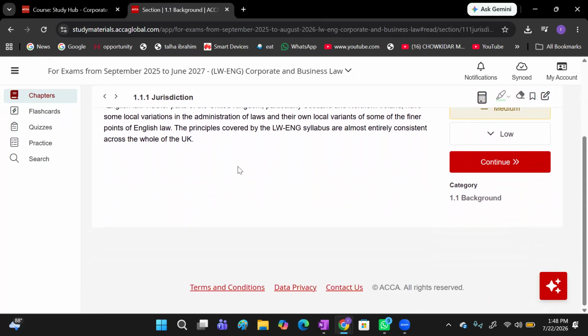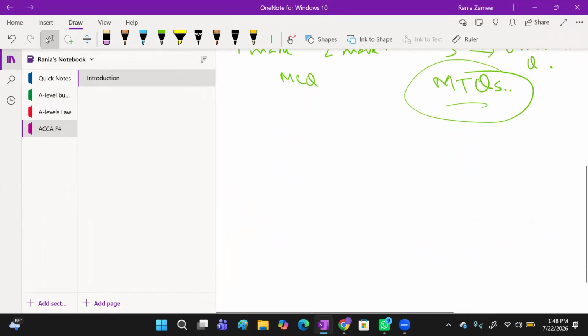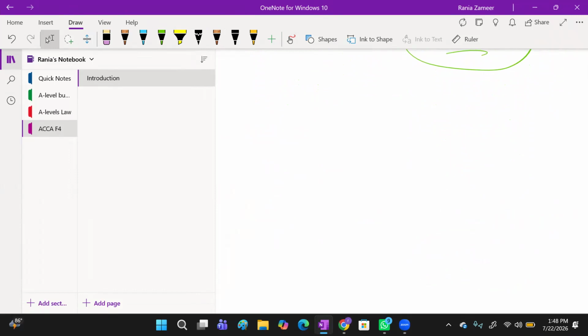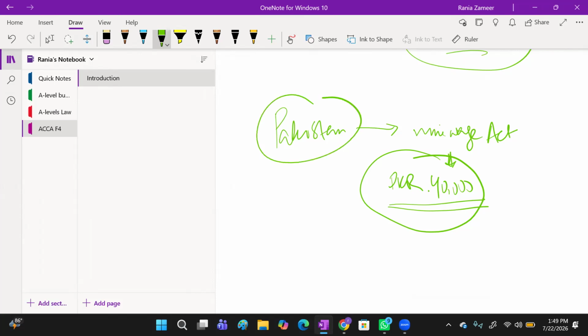Similarly, just to understand this word, because this word is going to be used repeatedly throughout our course, right? For example, if you're sitting in Pakistan and the Minimum Wage Act of Pakistan says that the minimum wage is 40,000 Pakistan rupees, right? Now, is this applicable to any other country? No. So the minimum wage, that is 40,000, is only applicable in Pakistan.